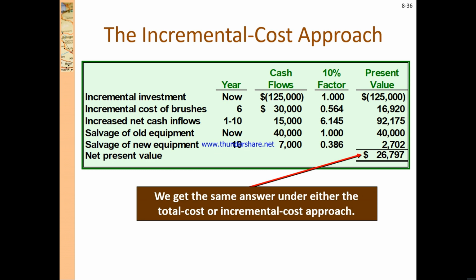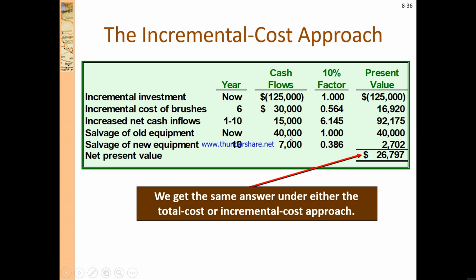Incremental investment now means 125,000. Incremental cost is 6,000, that means 30,000. So the present value factor at 19% is 0.564, so 16,920. And incremental cash inflows at the end of the 10th year, cumulative cash inflows 6.145, and here 15,000 cash inflows, so the total figure will be 92,175 of the present value.